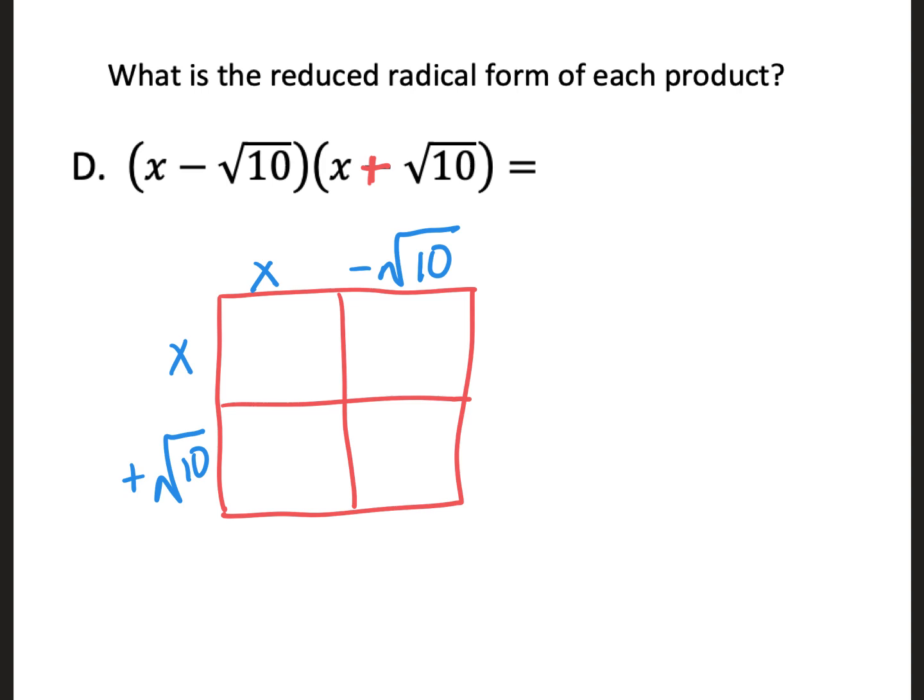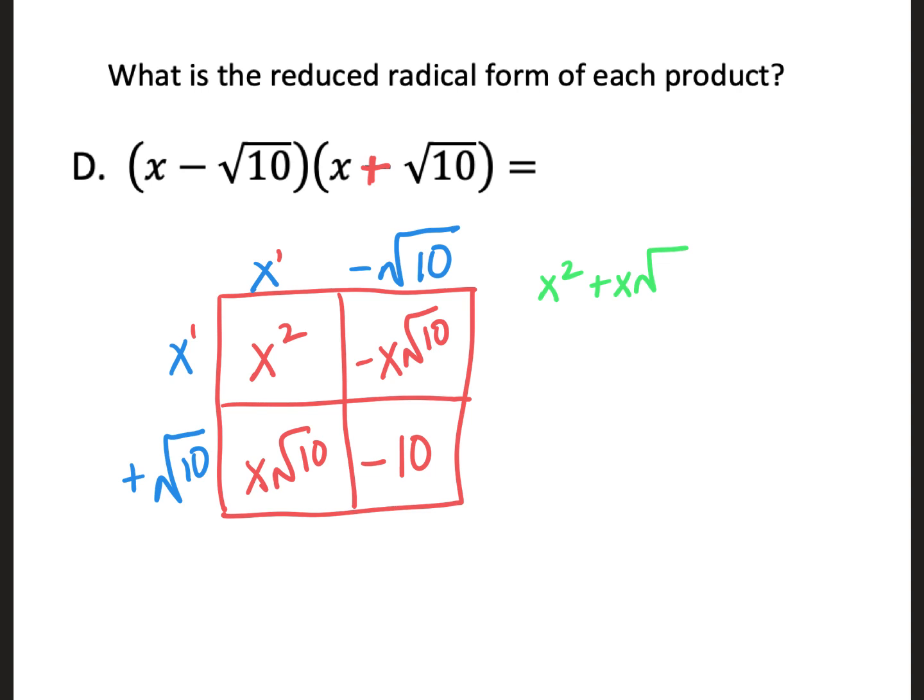For the first one, we're doing x times x. Again, you need to add your exponents, so we have x squared. My second one, we have negative x root 10. Down below, we have positive 1 times x, so x root 10. And then my last one's, again, positive times negative gives me a negative. Since we have the same number underneath our square root, we're just going to be left with that number, so negative 10. At this point, we have x squared plus x root 10. Oops, excuse me. Minus x root 10, and then minus 10.